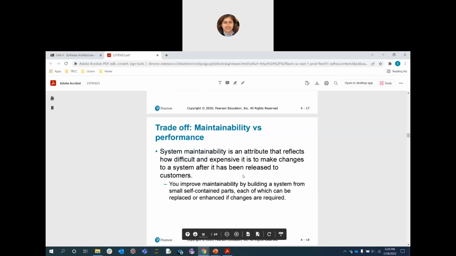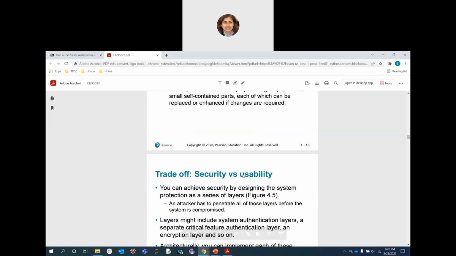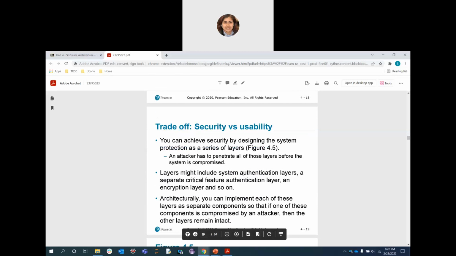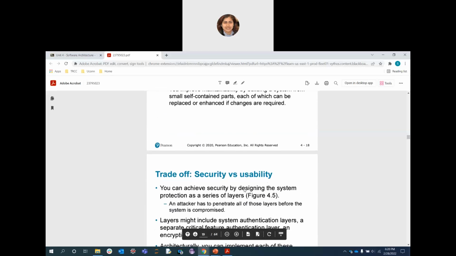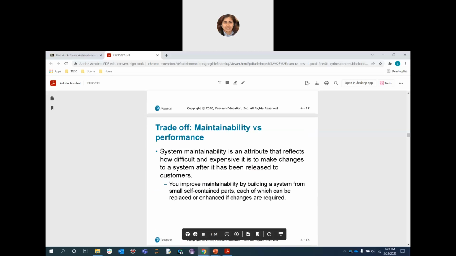A trade-off between maintainability and performance. Let's see the slide, this one here. Architectural design involves considering all the issues that are discussed and deciding the essential compromises that allow you to create a system that is good enough and can be delivered on time and within a fixed budget.